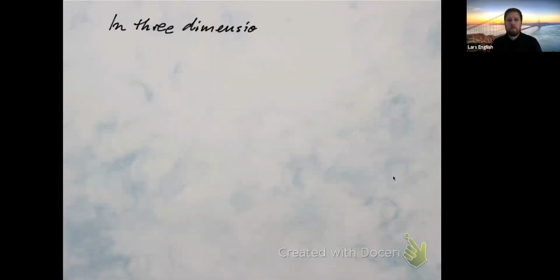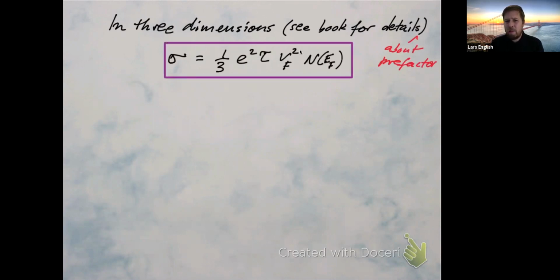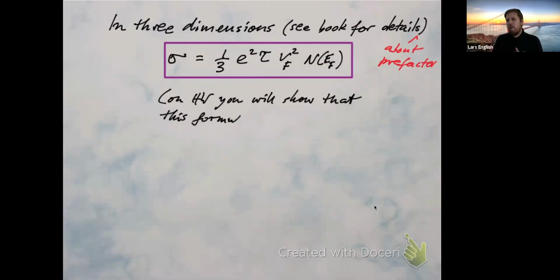So you can look for more details in the book on how we do this in 3 dimensions. It's not really all that complicated, but we do get a prefactor of 1/3 in 3 dimensions. The rest of the formula is exactly the same. On the homework, I will have you show that this formula is dimensionally correct, that it gives you the right dimensions for conductivity.